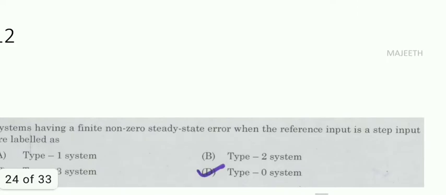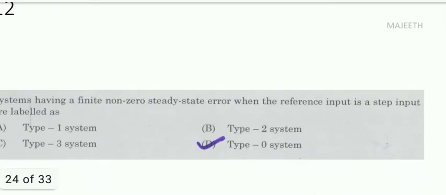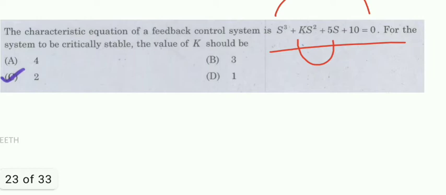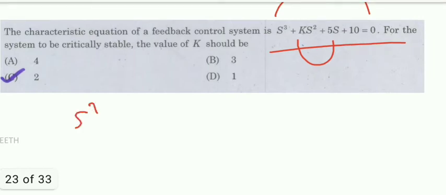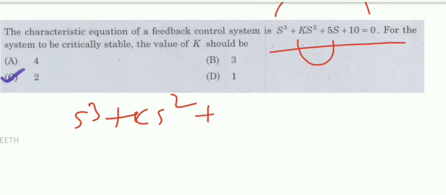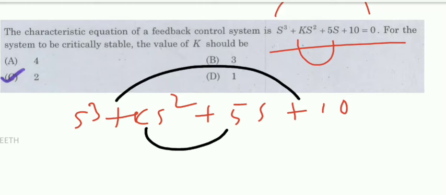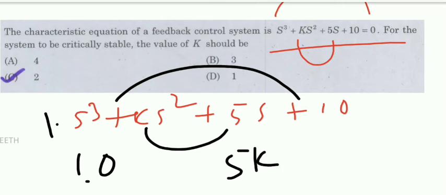So I give a shortcut. Here we are having s cube plus k squared plus 5s plus 10. First find the product of coefficient of outer parameter. It is applicable only for power of 3 equation. So it is a shortcut. This is inner, this is outer. What is the product of coefficients? Outer coefficients are 1 into 10, that is 10. Inner is k into 5, so 5k.